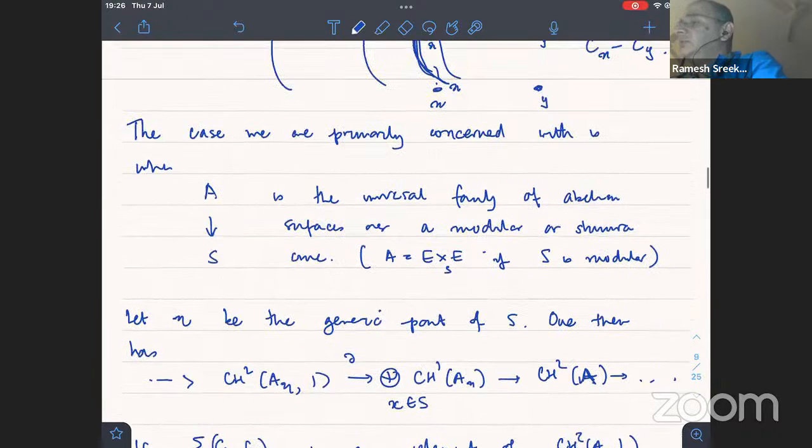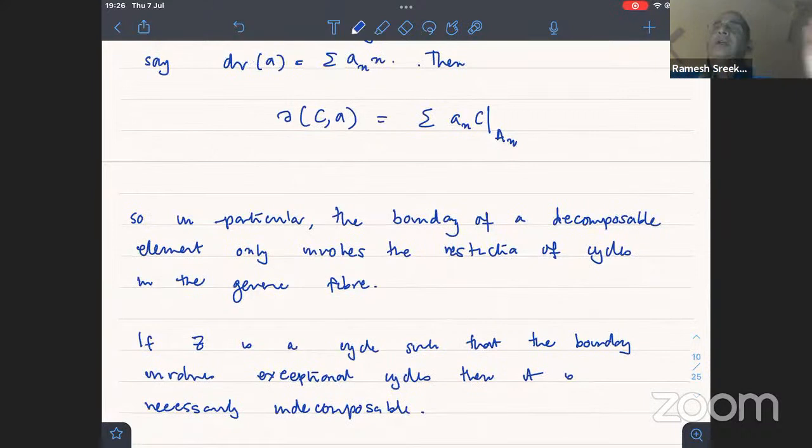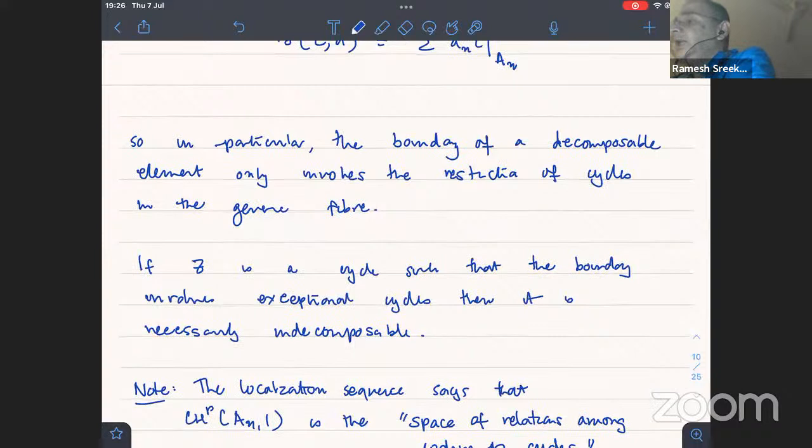So for example, if you have some cycle which is coming from a genus 2 curve, so it lies in the Jacobian of the genus 2 curve, when that Jacobian becomes a product of two elliptic curves, the genus 2 curve will break up into a sum of two elliptic curves. But if you have a decomposable cycle, you can only get E1 plus E2. You can't get E1 in the boundary or E2. So conversely, if you have a cycle such that the boundary involves the exceptional cycles in a non-trivial manner, then it has to be indecomposable. It can't be coming as a product. So that's how you test for indecomposability.